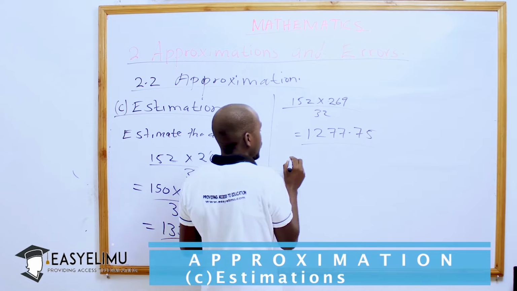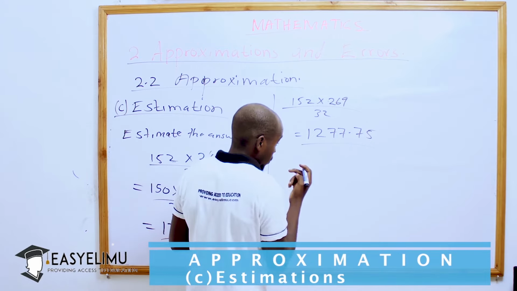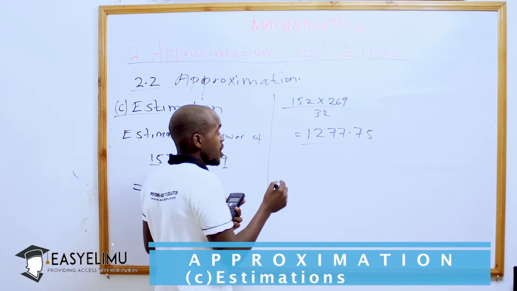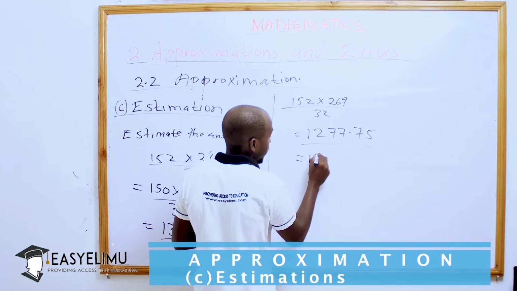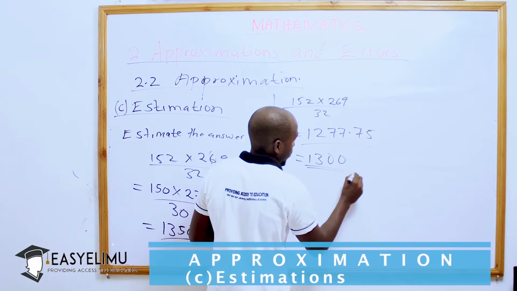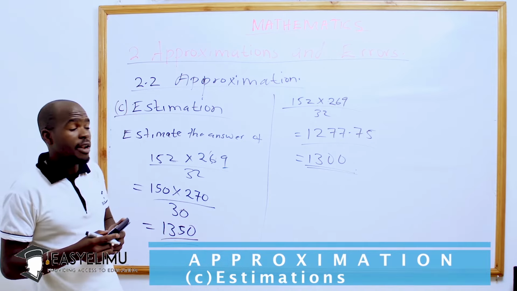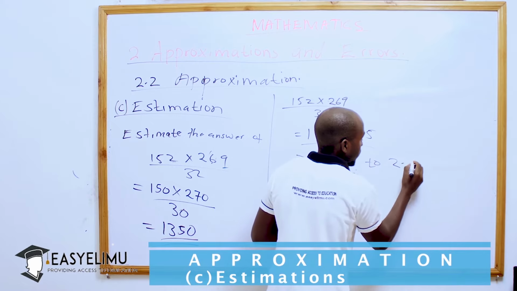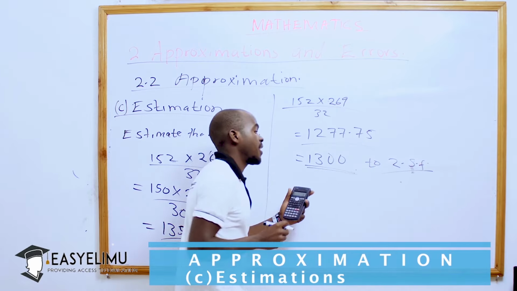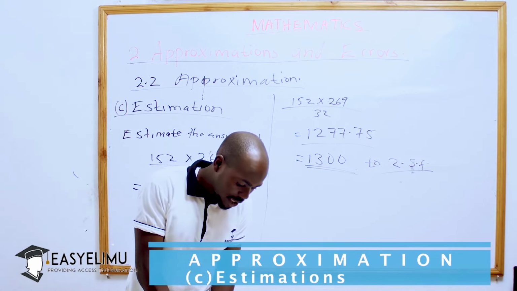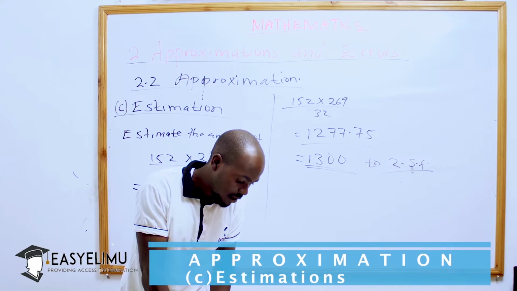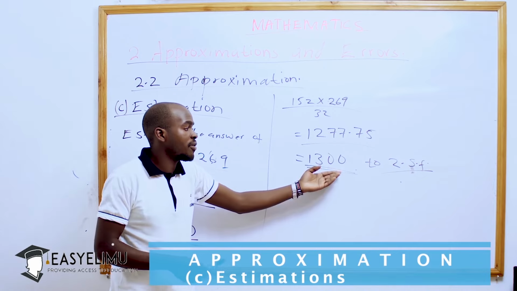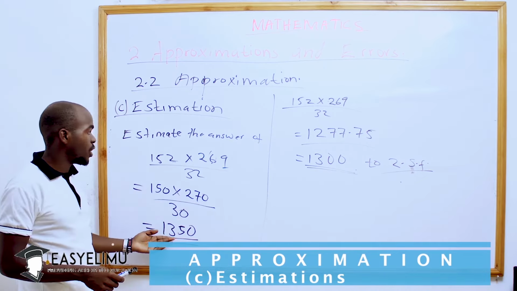1277.75, which if you round off to two significant figures, you will find it is 1300. So I can say the real answer is this, but if we round off it is 1300, and this one is nearer to what we estimated.